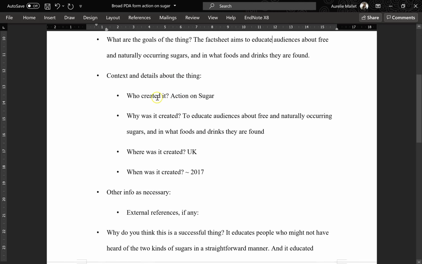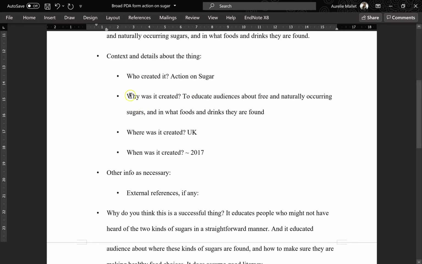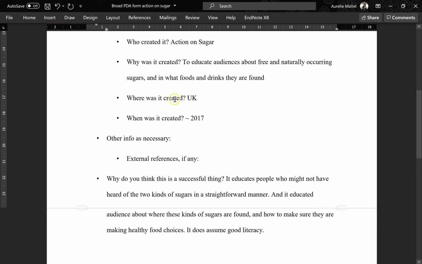Context stuff. So who created it? It was the Action on Sugar campaign people. Why? Again, to educate audiences about free and natural occurring sugars and in what foods and drinks they are found. It was created in the UK, and I think it was around 2017. There wasn't really a date on there.